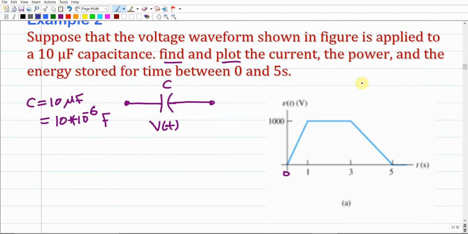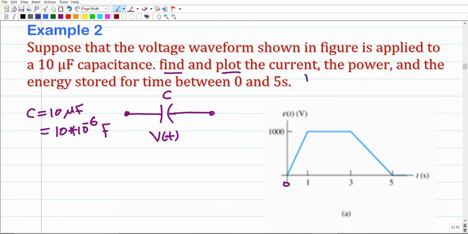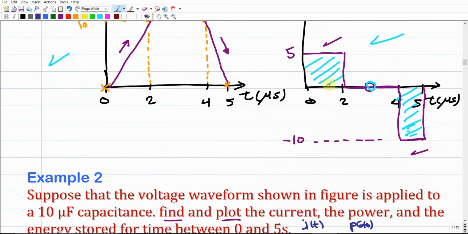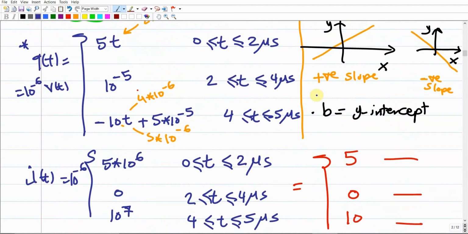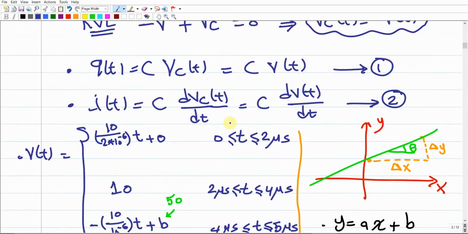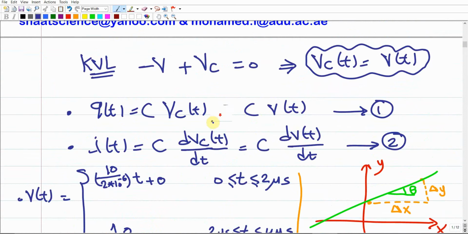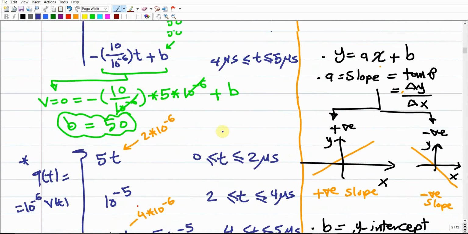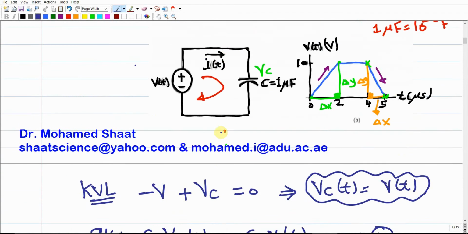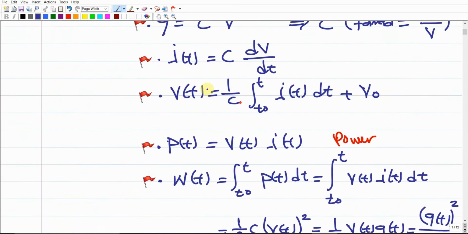We're going to do the same. It is required to find the current, which is I of t, and the power, which is P of t, and then you are required to find the energy, which should be W of t. And the energy is the integration of the power. So if we get the power, we can do one-time integration over the time and end up with the energy directly. But these are the formulas that we already discussed above. We're going to use them here, right?